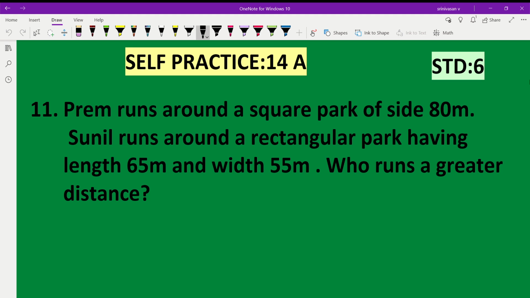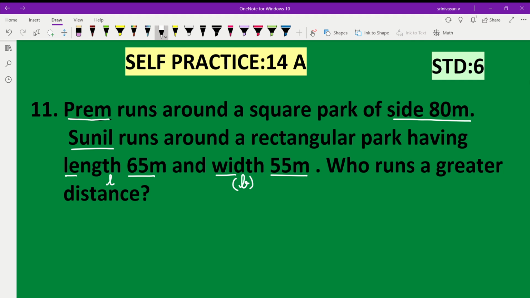Listen children, here Prem runs around a square park of side 80 meter. So first one is a square park and the side is given. Second one, Sunil runs around a rectangular park. The second shape is a rectangle and here length is given 65 meter and width is given 55 meter. Width is nothing but breadth. So length is equal to 65 meter and breadth equal to 55 meter.